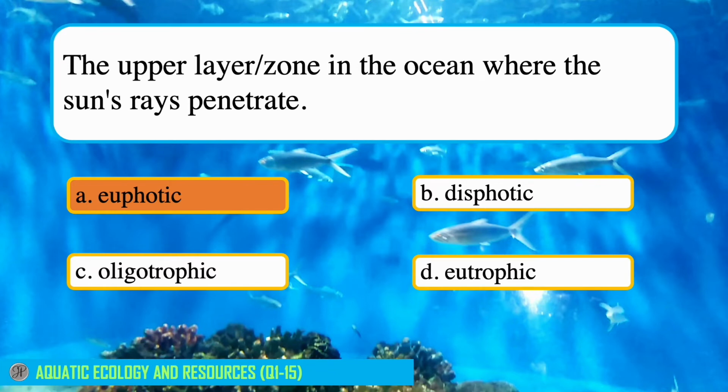Moreover, oligotrophic and eutrophic are terms most likely used in describing the trophic status of a lake. Oligotrophic is a trophic status in which there are few nutrients present and primary productivity is low in a certain lake. An example of oligotrophic is Lake Lanao, while eutrophic is a term in which there are abundant nutrients present and primary productivity is high. An example of a eutrophic lake is Laguna de Bay.